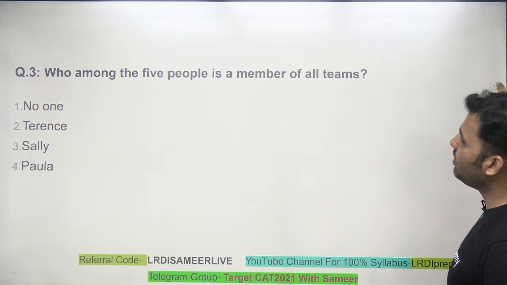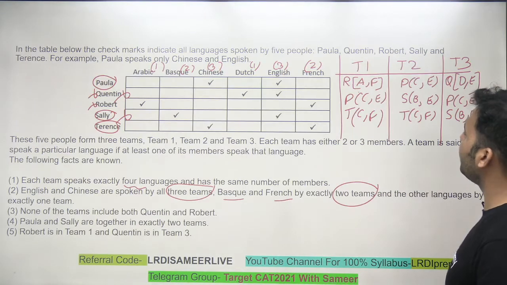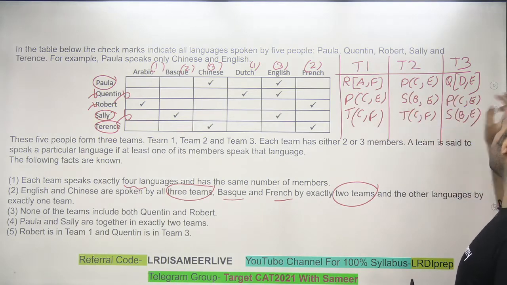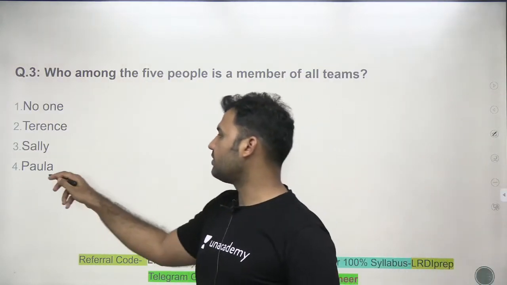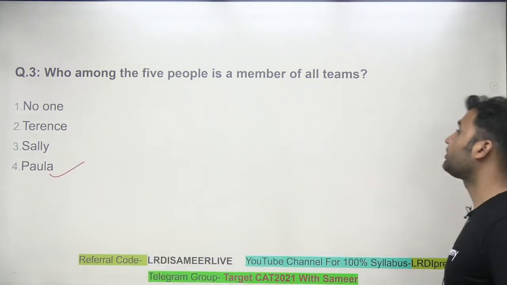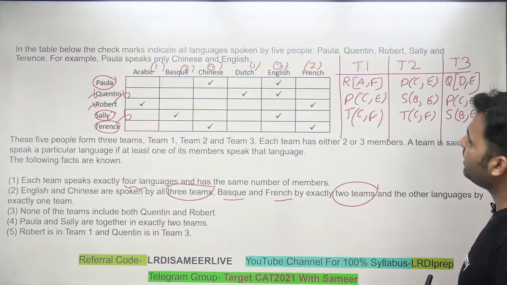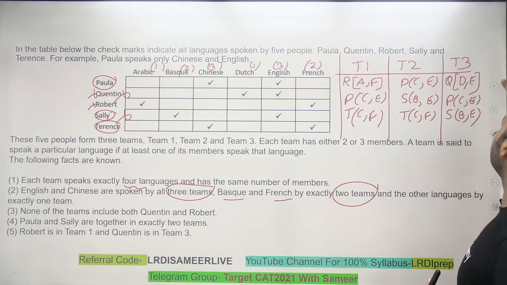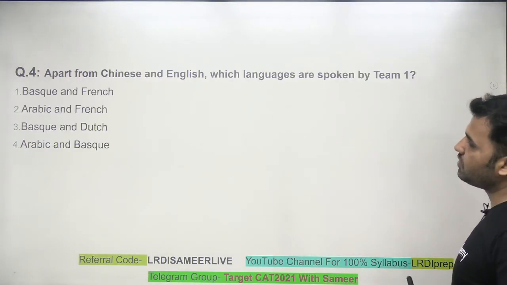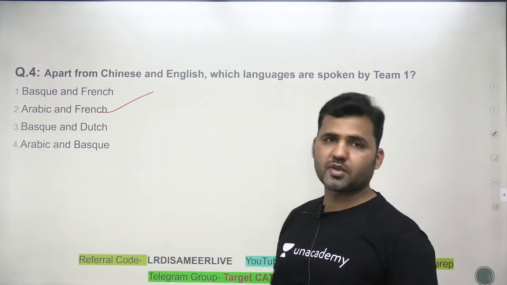Looking at the next question, who among the five people is a member of all the teams? We have already seen that. P is here, P is here, P is also here. So P is the member of all the teams. So fourth option will be the correct answer. Next we have, apart from Chinese and English, which languages are spoken by team 1? So team 1, apart from Chinese and English, is speaking Arabic and French. So the answer to the question would be Arabic and French, the second option. Second option is the correct answer.